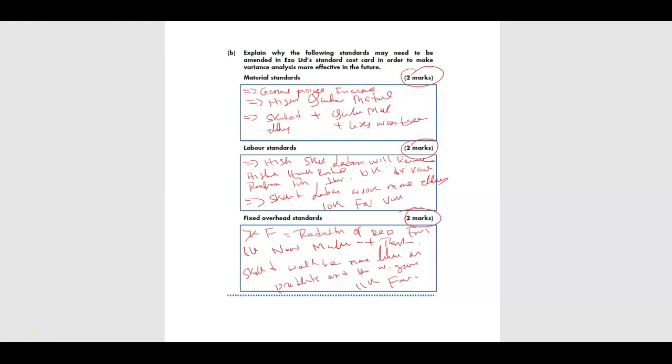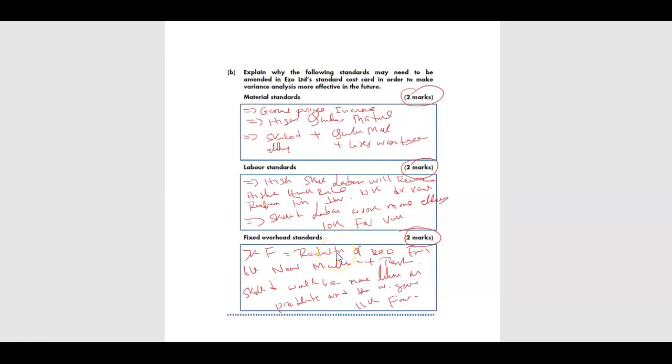Have a look what we have in this question. The first question answer we have already written in the box. So we can see the B, we don't have any place. Normally maybe we have to explain this on a different box. In the exam you should have a space where you can write it down. But let's talk about B now, and maybe you can write here, just making a small box. The first one is asking, explain why the following standard may need to be amended in EZO limited standard cost card in order to make variance analysis more effective in future.